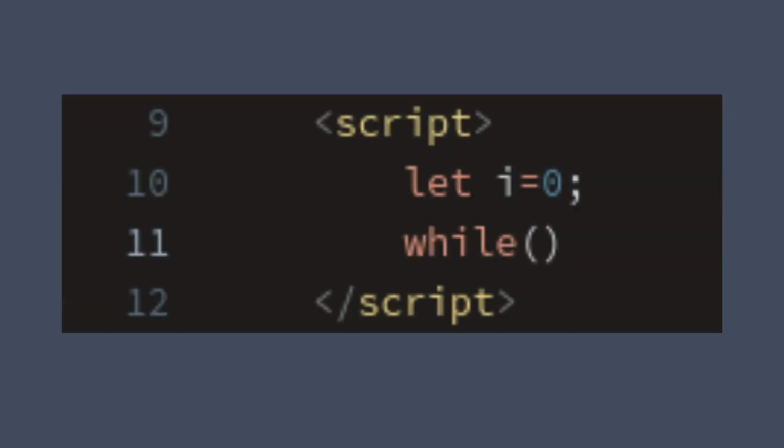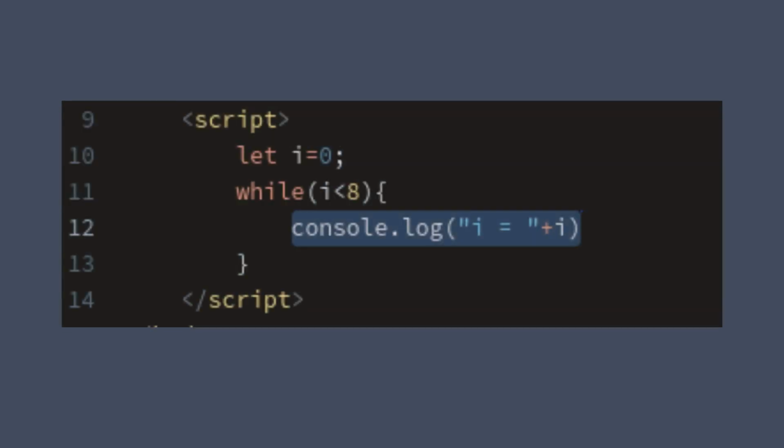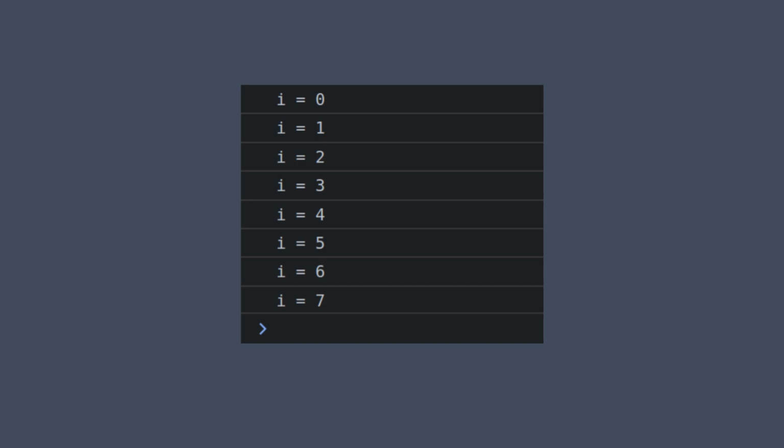Now the while loop uses the while keyword followed by a single comparison with a variable. Then inside braces, the statement to be executed. Then at last, the increment of that variable. This way we can make while loops. Now we get the desired output.